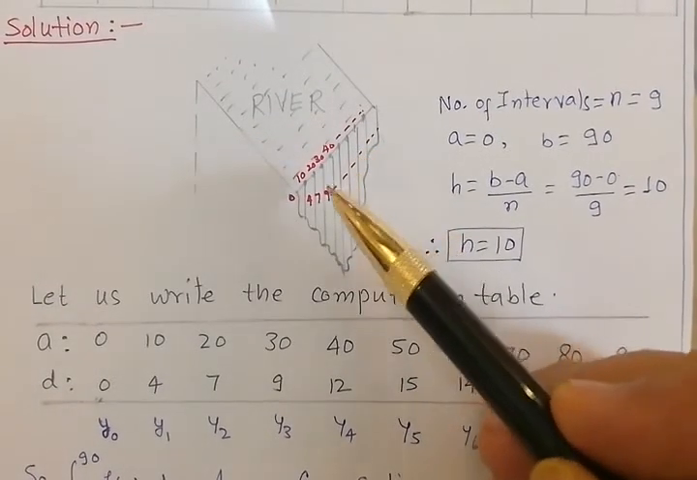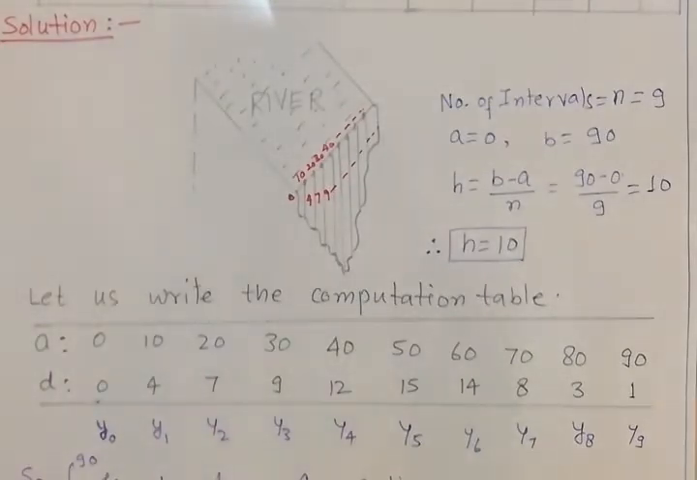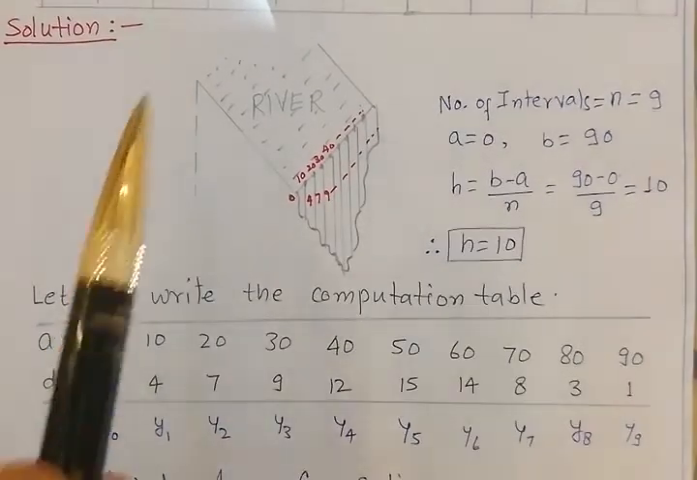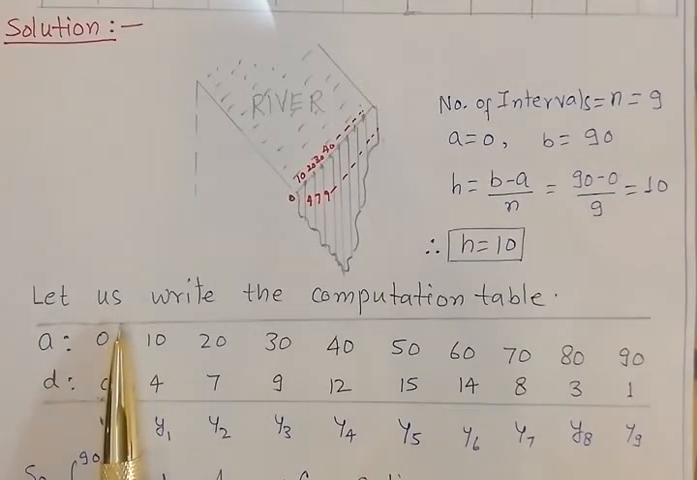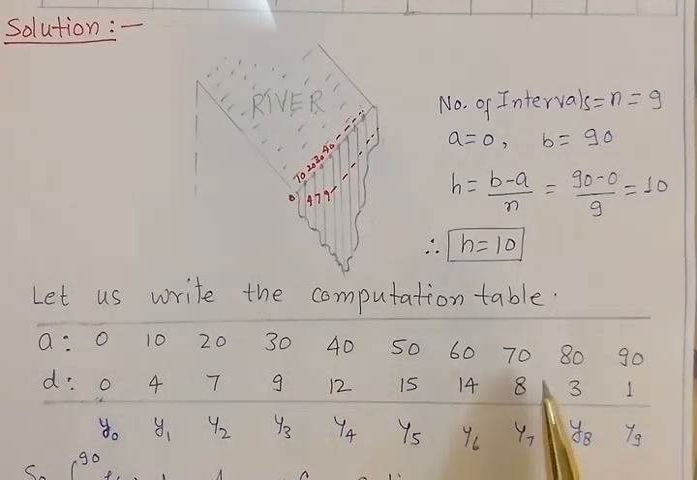Okay, so now focus on this. I have already written this computation table again here. You can see that the starting value is 0 and the end value is 90. So a is equal to 0 and b is equal to 90. Number of intervals: how do you count the intervals? Just keep the pen between the two values. This is one interval, second, third, fourth, fifth, 6, 7, 8 and 9. Total 9 intervals, so n is equal to 9.